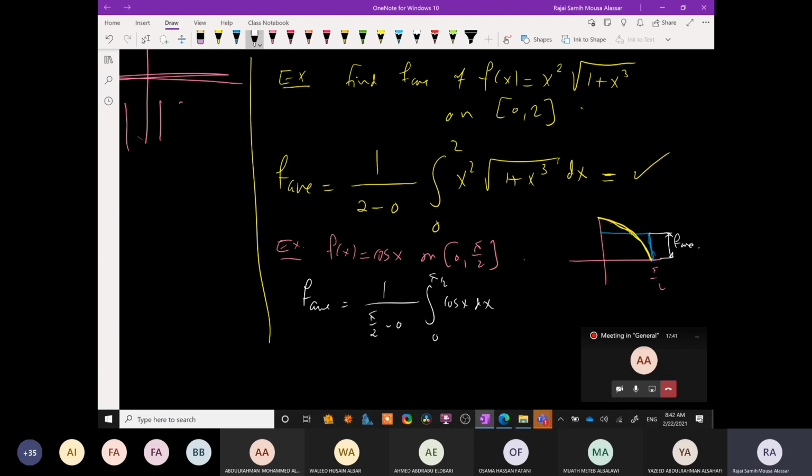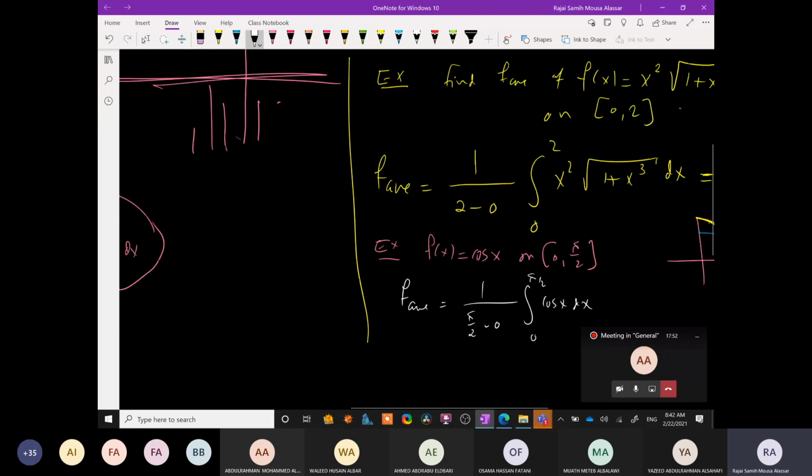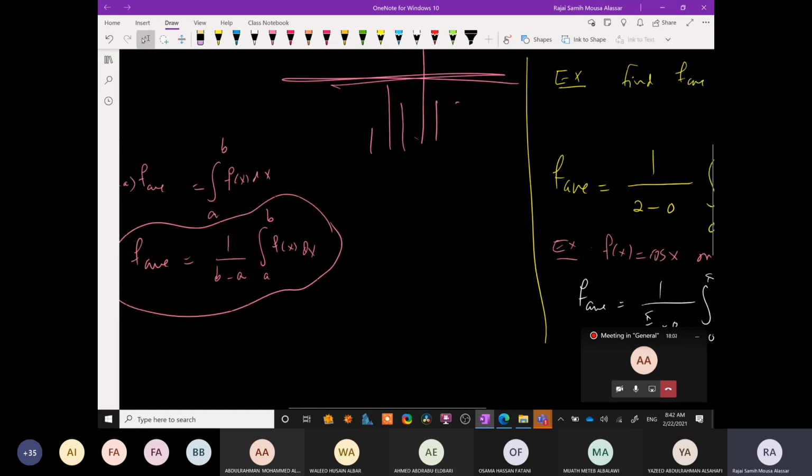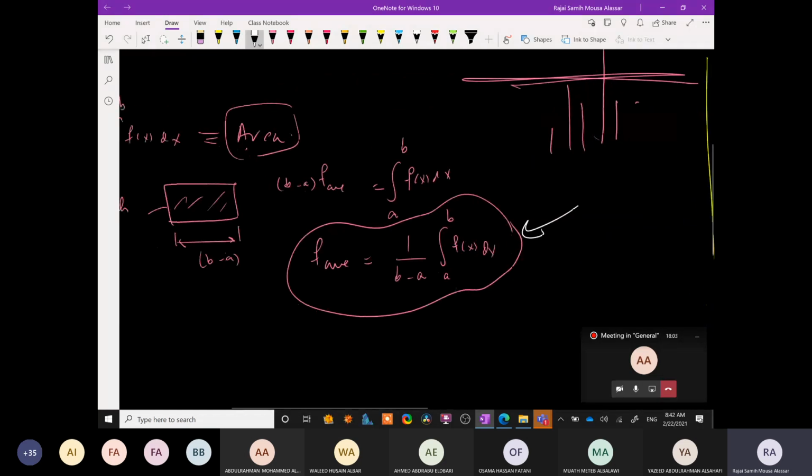This is extremely simple. What you want to do is see which rectangle is equal to the area under the original function. So the area of the rectangle is the width times the height, which is equal to the original area, and if you want the height of that rectangle, then you divide by its width, basically. So this is what this formula is telling us.